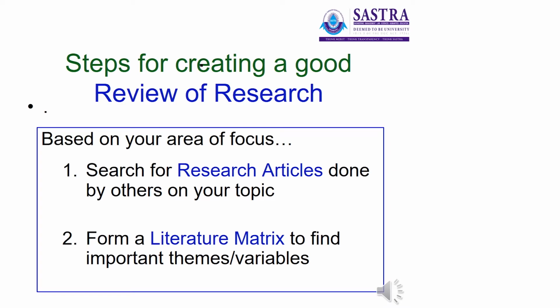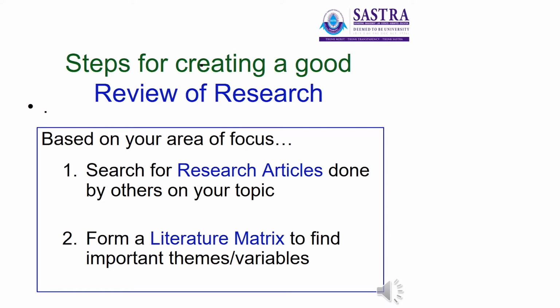So once you accumulate and collect all the research articles, the next foremost step, this is a very important step in literature review writing. So, learners, I require your great attention on this part especially. This is similar to the theory literature matrix. We are also going to form a literature matrix to find the important themes and variables.